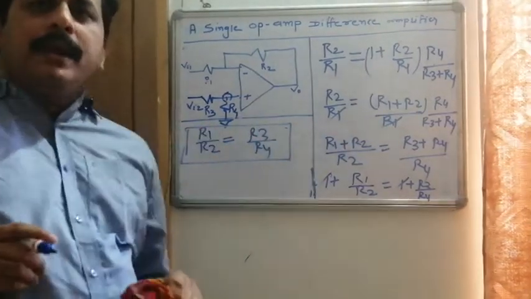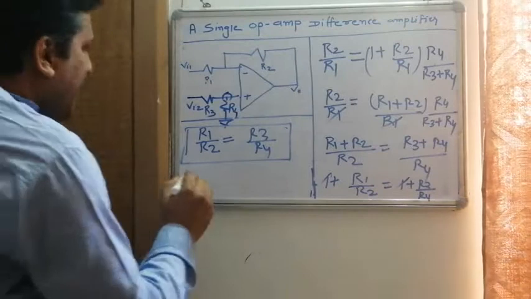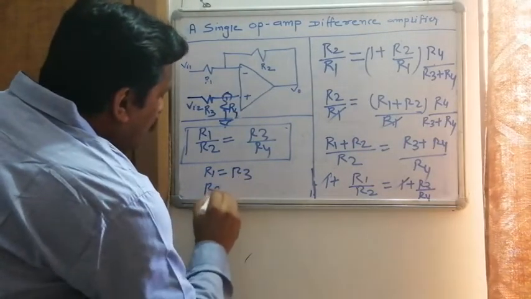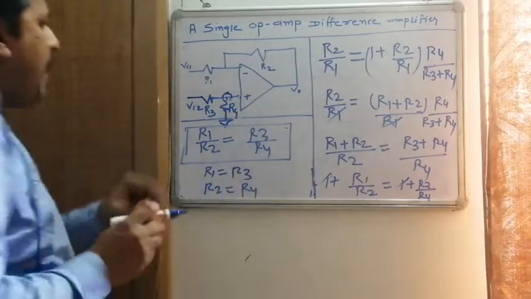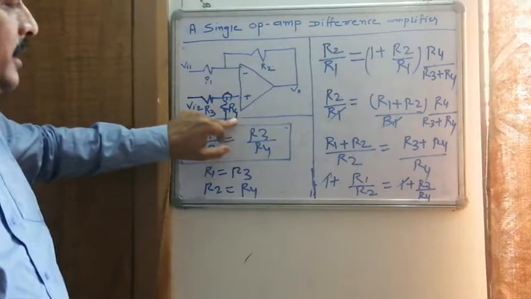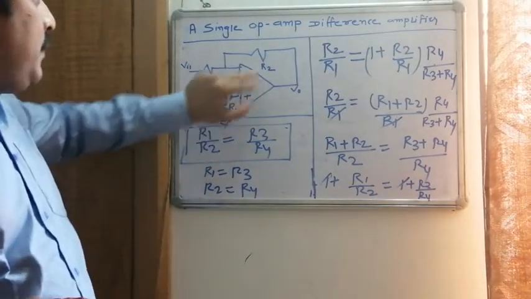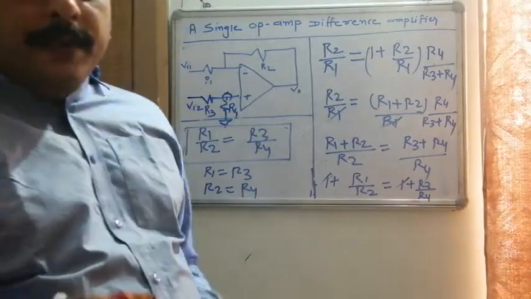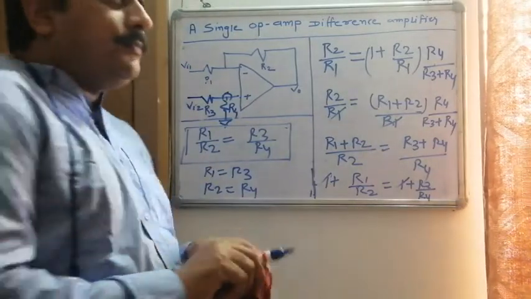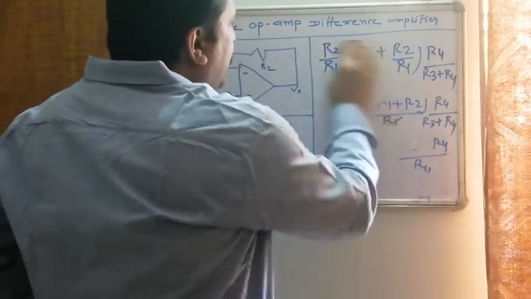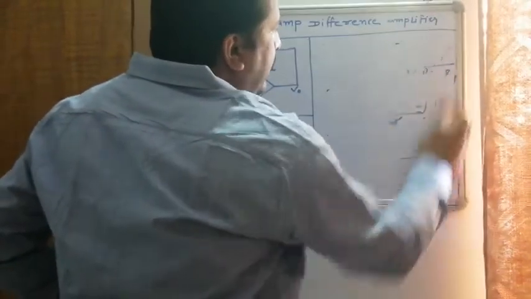Or in layman's language, we can say if R1 equals R3 and R2 equals R4, if I make this resistance R3 equal to R1 and if I make this resistance R4 equal to R2, we can say it will work as a difference amplifier. So look, does this circuit work as a difference amplifier with this condition?